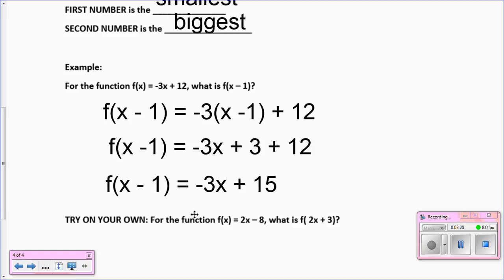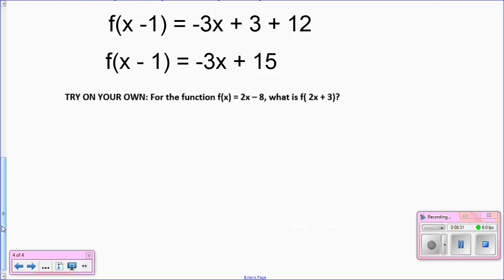So that's my answer. Go ahead and try this one on your own. It's a little bit more complicated, but not too bad. And when you come back, I'll have an answer for you. Okay? Alright, so this one, you should have gotten 4x minus 2, because you had to put in 2x plus 3 for this x. So that means you have to distribute the 2, and then subtract 8 from it. When you combine like terms, you get 4x minus 2.